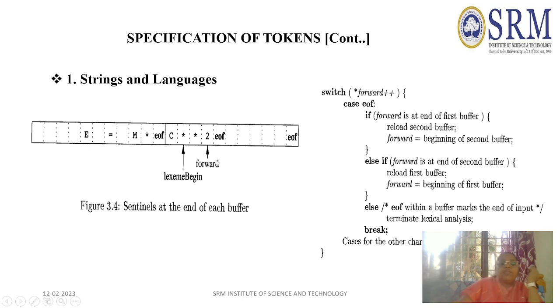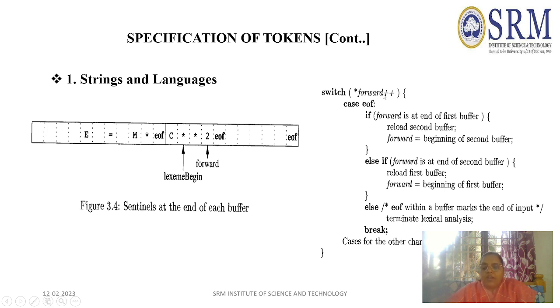Okay. So now, this is the program for buffering, for identifying the tokens in strings and languages. So far we have seen alphabets, and we have seen strings. How the languages are formed from the strings, that we have seen. From that language we are going to identify the tokens. So the strings are kept in the buffer. From that we can identify the tokens with the help of this program. Say, switch forward pointer.